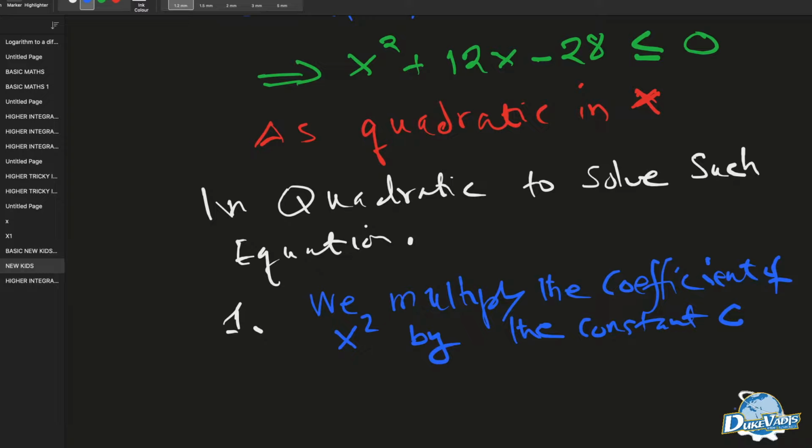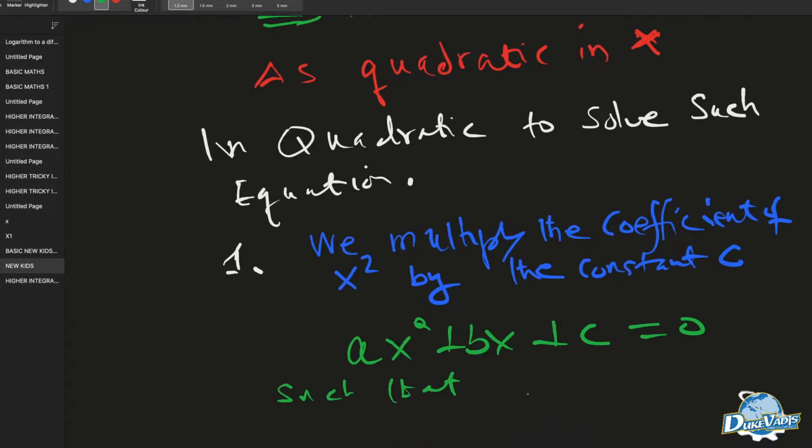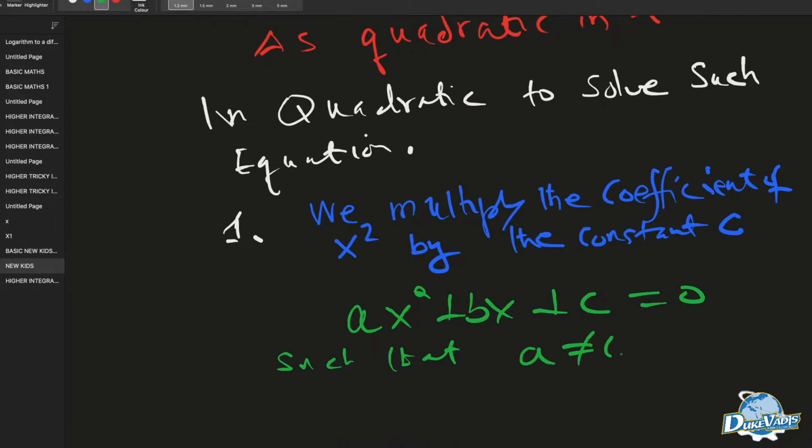So first of all, the quadratic equation generally is given as ax squared plus bx plus c is equal to 0, such that our a shouldn't be equal to 0. When a becomes 0, then the equation no more holds as quadratic. It becomes what we call linear. Anyway, let's put all this aside.